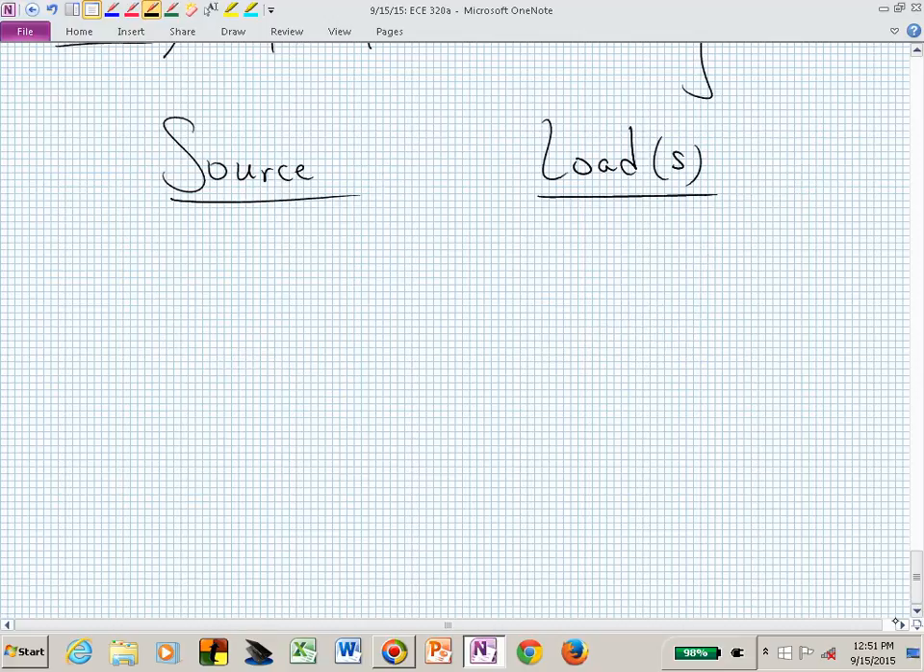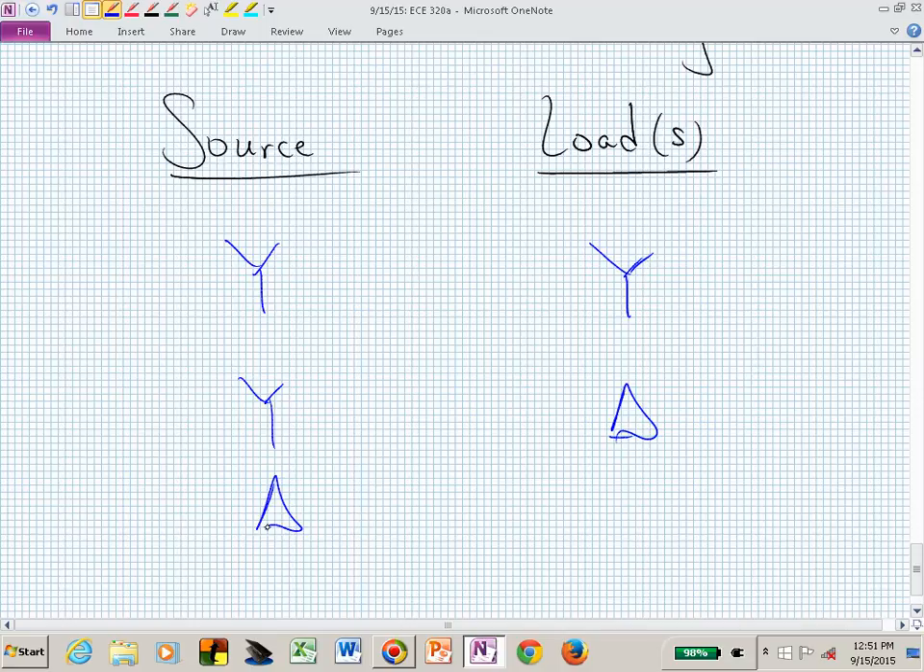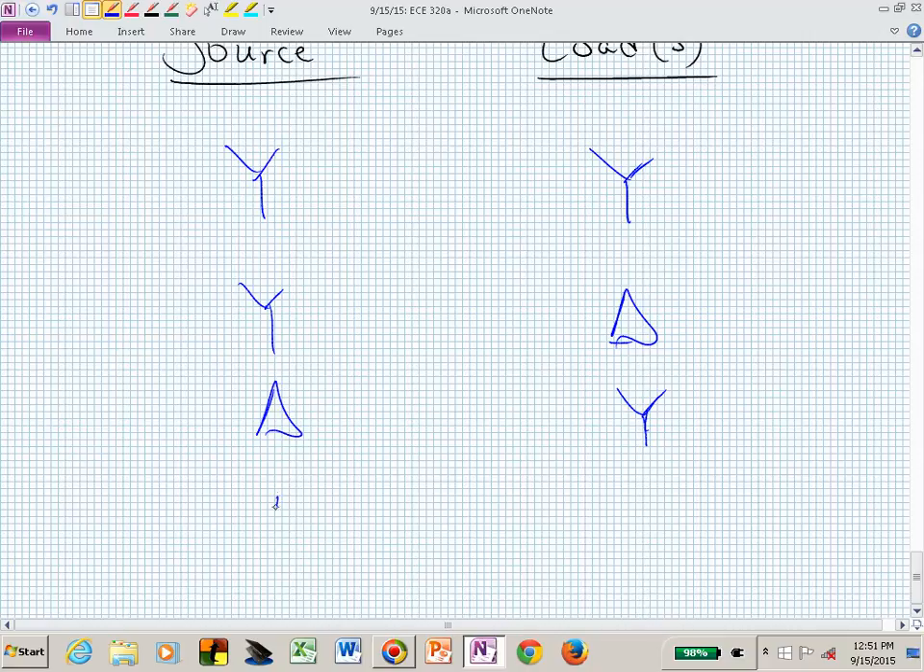Just to be clear, we could have multiple sources or multiple loads on our sources. We could have a Y configured source with a Y configured load. We could have a Y source with a delta configured load. We could have a delta source with a Y load, or we could have a delta source with a delta load. And those are our four possibilities.